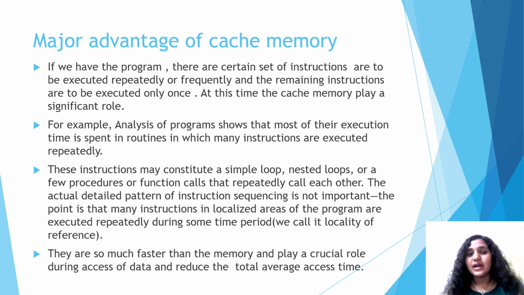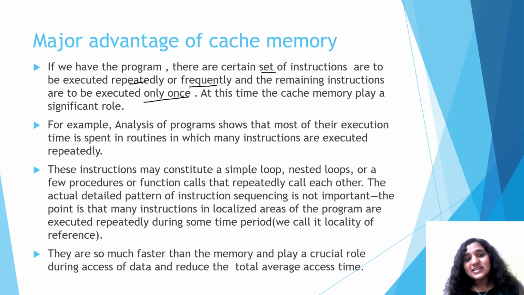If we have a program, there is a certain set of instructions that are to be executed repeatedly and frequently, which are used multiple times, and the remaining instructions are to be executed only once. If we consider a set of instructions, there are several that are used multiple times, and certain instructions that are only used once. So for that purpose, to retrieve the data which occurs frequently, we use the cache memory. At this time, the cache memory plays a very significant role.